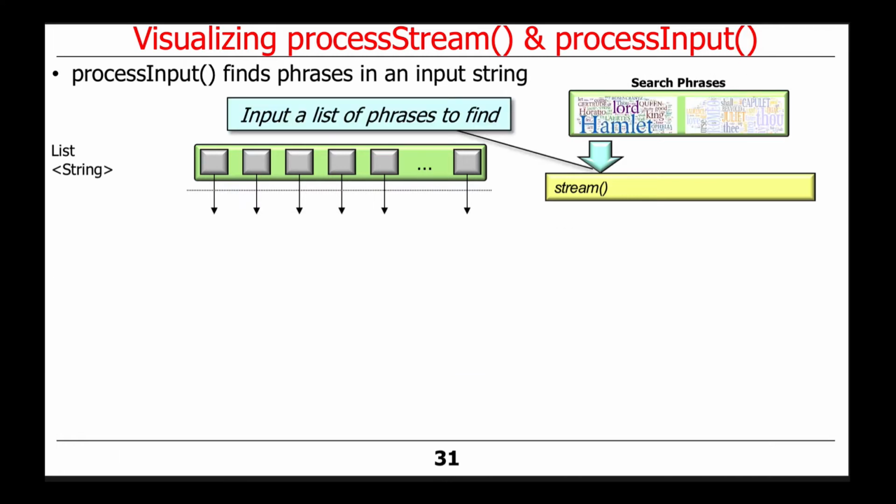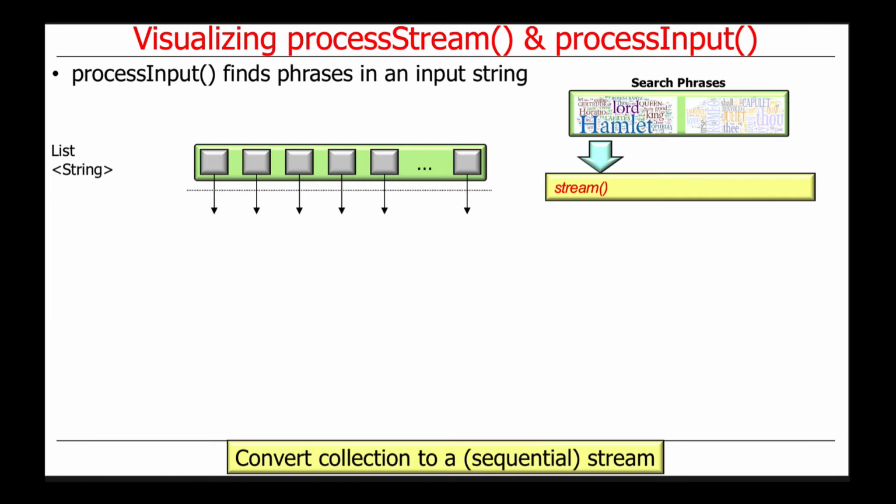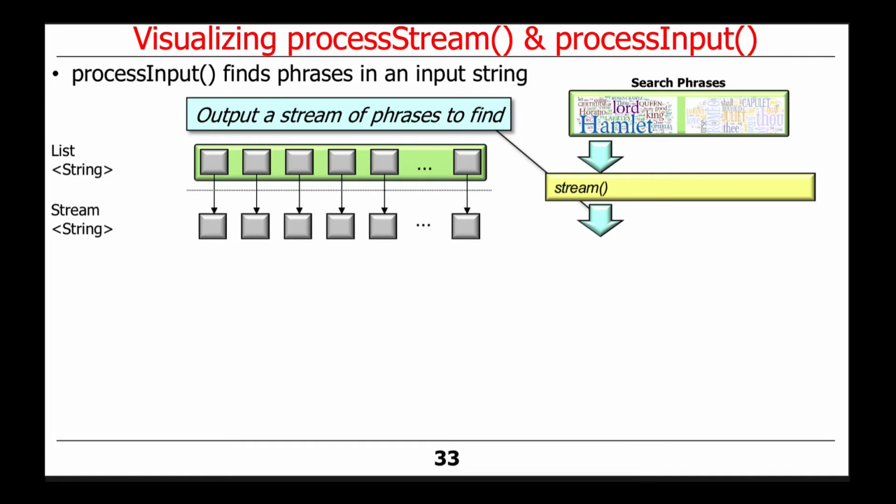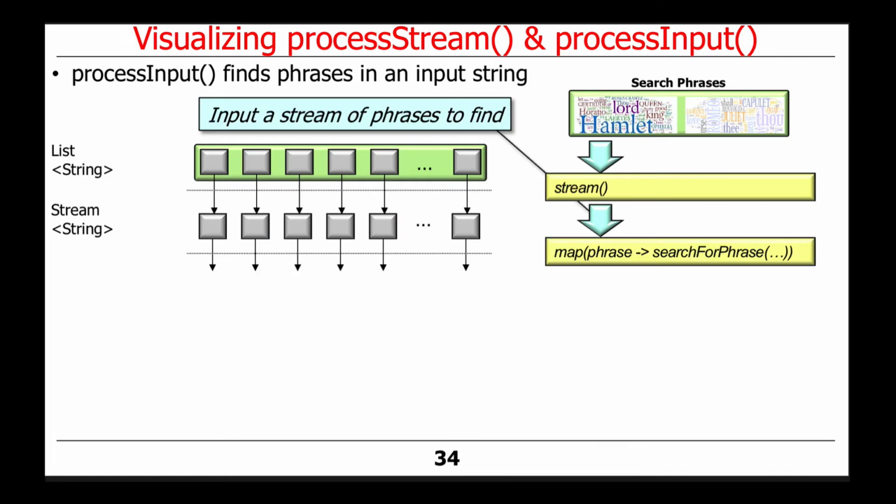Okay, so that's what process stream does. Process input, as you saw, is a subroutine that's called in the process stream processing. It takes a list of input phrases to find in a given input source, which in this case is an input string, a work of Shakespeare. The stream method converts the list of search phrases into a stream of search phrases. That gets fed into the map method, which calls search for phrase.